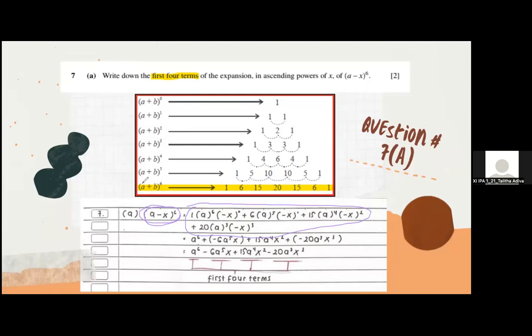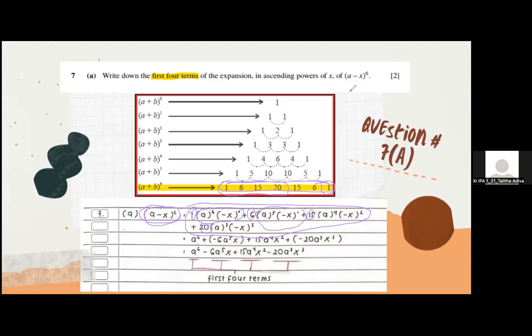we use the Pascal triangle. We use these values. And because we are just asked for the first 4 terms, we don't have to use all the values, so we can just use the first 4 terms. And we substitute them to here, here, here, and here to multiply by these expansions.